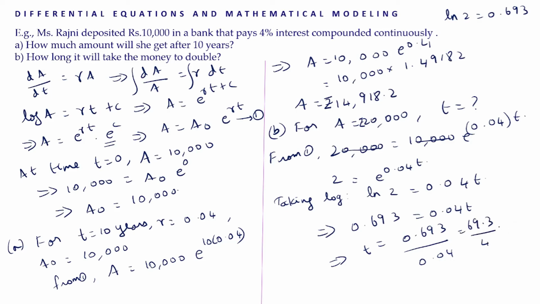Or it is equal to 17.325. Therefore, t is approximately 17.33 years. Here it is asked how long it will take for the money to double. So it will take approximately 17.33 years for the money to double.